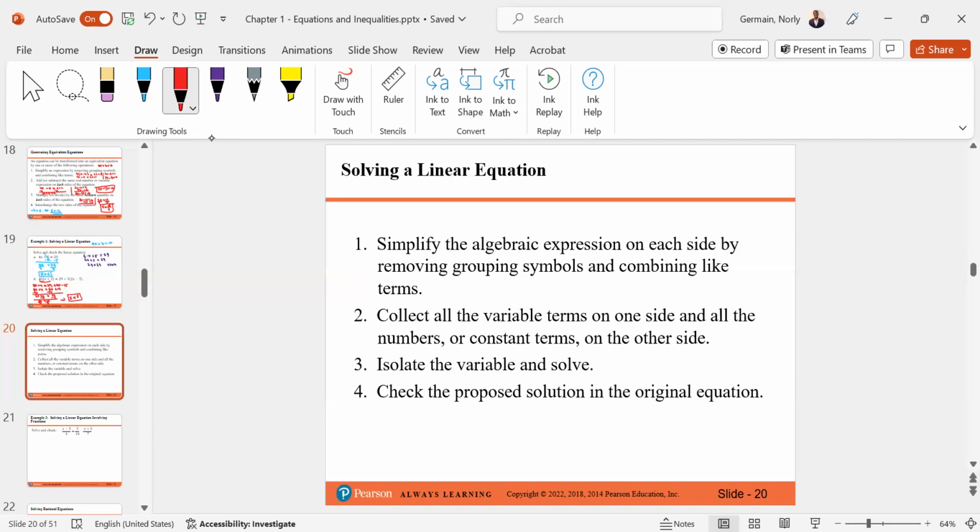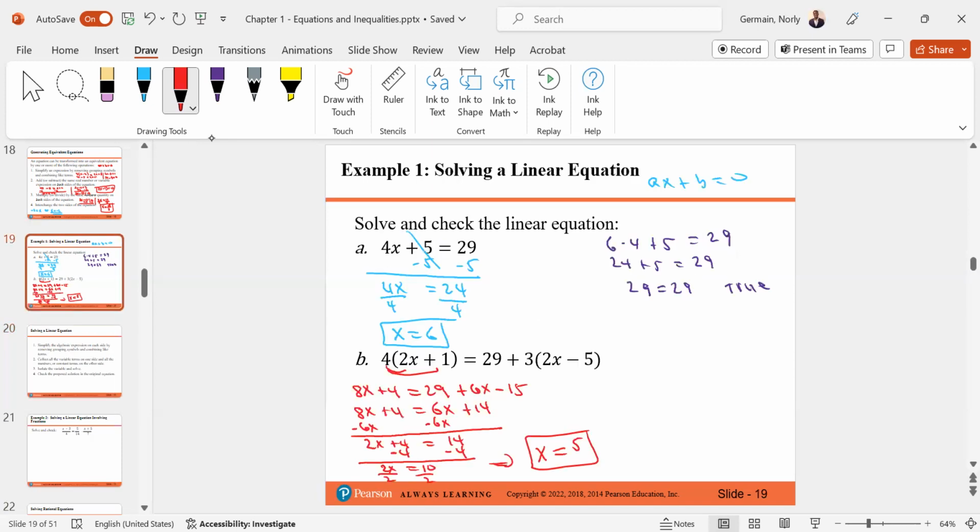So left or right, it doesn't matter where you put them, as long as all the x's with the same exponent are on one side and all the constant terms on the other side. Then you simplify, isolate the variable and solve. Check the proposed solutions in the original equation to make sure what you find is a correct answer. All right, I'm pretty sure you see what it is, you can get it. And that's exactly what we just did with, for example, B right there.